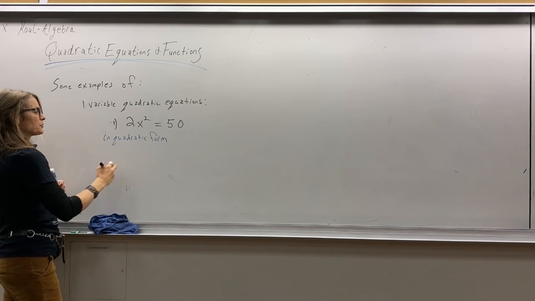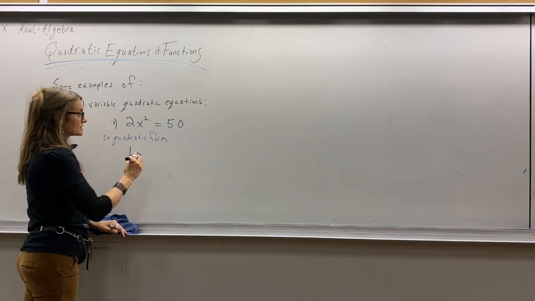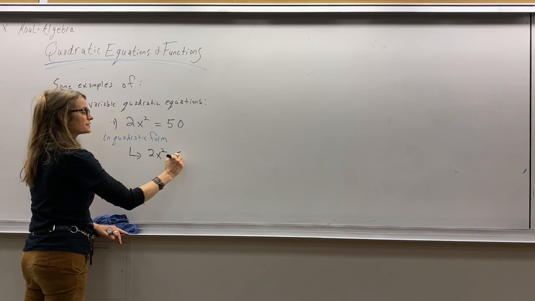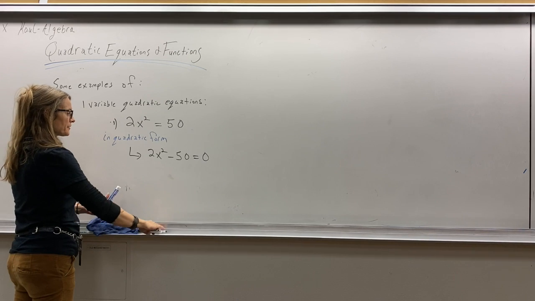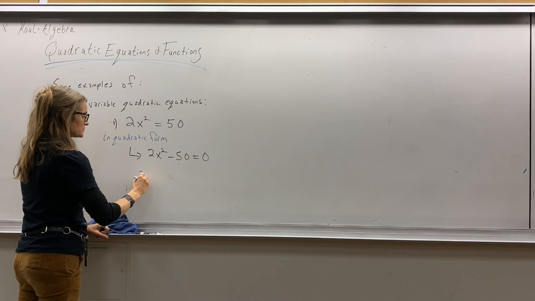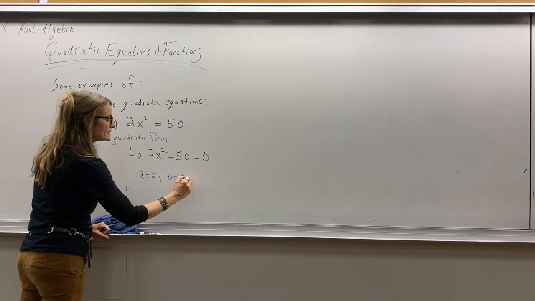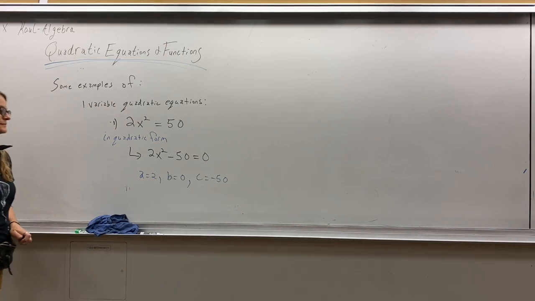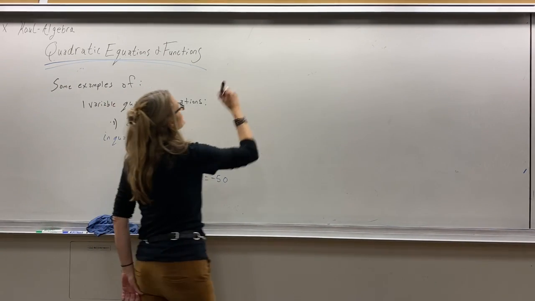I would go ahead and put it in the ax squared plus bx plus c format. So I'd say 2x squared minus 50 equals 0. And here I'd say a is equal to 2, b is equal to 0, and c is equal to minus 50. That's a quadratic equation in one variable. So moving on and giving you another example.